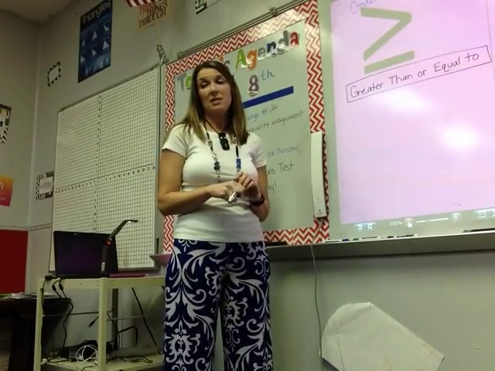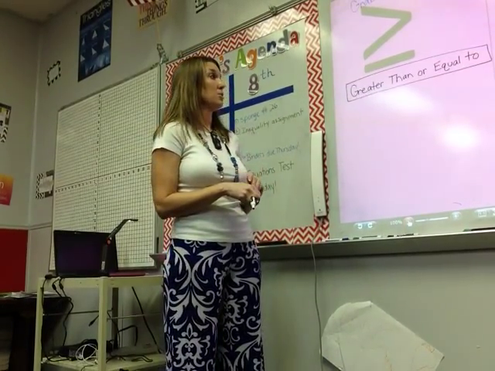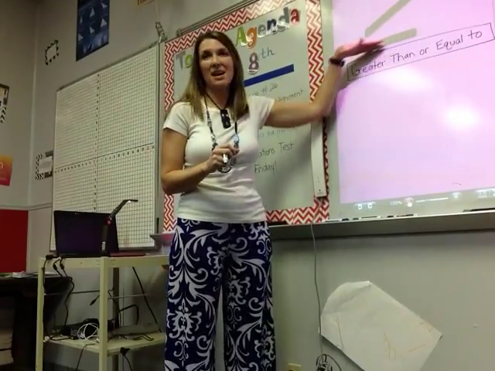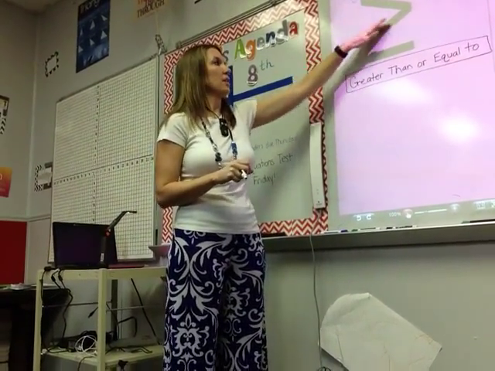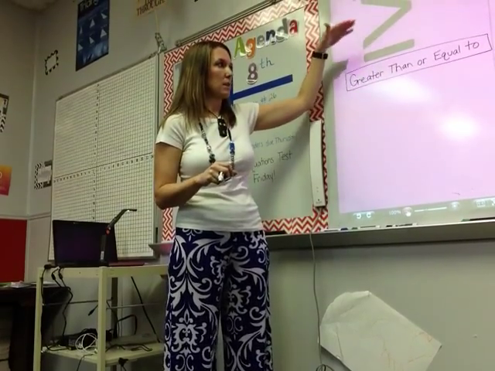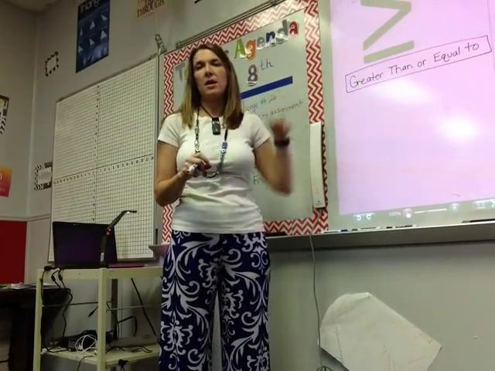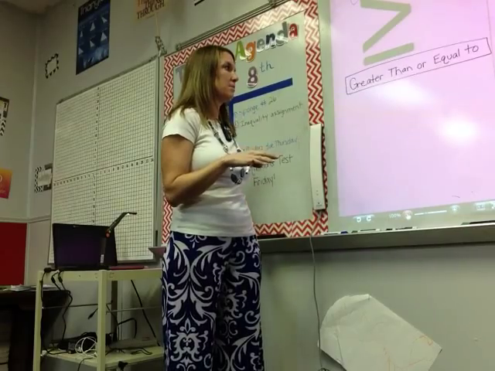Now, the way they get this symbol, I'm sure Mr. Foreman explained this to you. Notice it has half of an equal sign in it, and then it has the greater than sign in it. That's how they got it. It's greater than, and then it's got that one bar of the equal sign or equal to. Okay? And I want you to think about what it would mean.